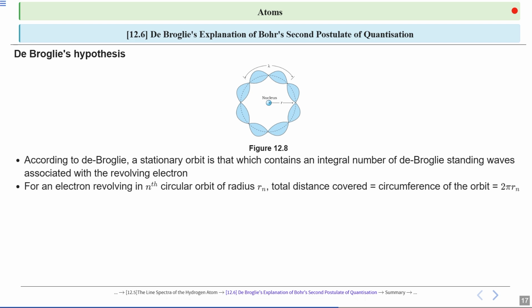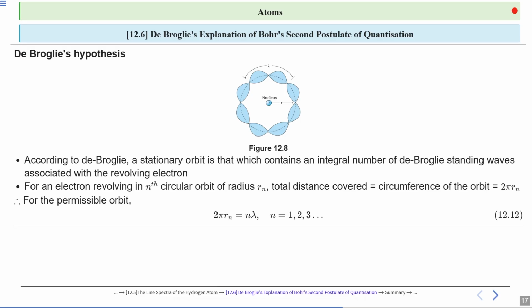For an electron moving in the nth circular orbit, the total distance it travels in one complete revolution is the circumference of the orbit, which is 2 times pi times the radius, or we can say 2πrn. Here rn is the radius of the nth orbit, measured in meters. This formula gives us the path length the electron's wave must cover.